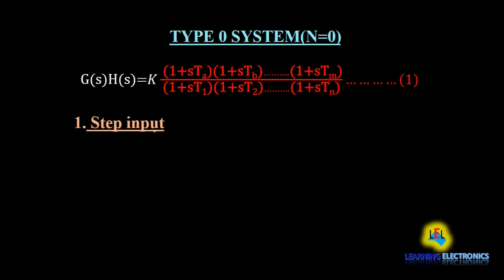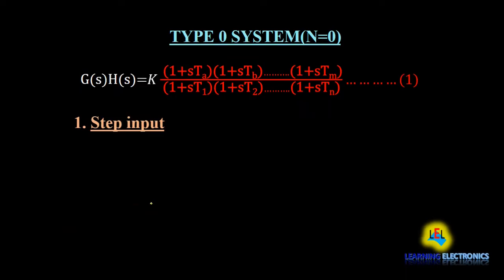First we will take step input. For step input, we know that the positional error coefficient Kp will control the error. So Kp is equal to limit s tends to 0 G(s)H(s). We put the value of this G(s)H(s) here in this equation, and when we put the limit, we will get positional error coefficient Kp is equal to K.